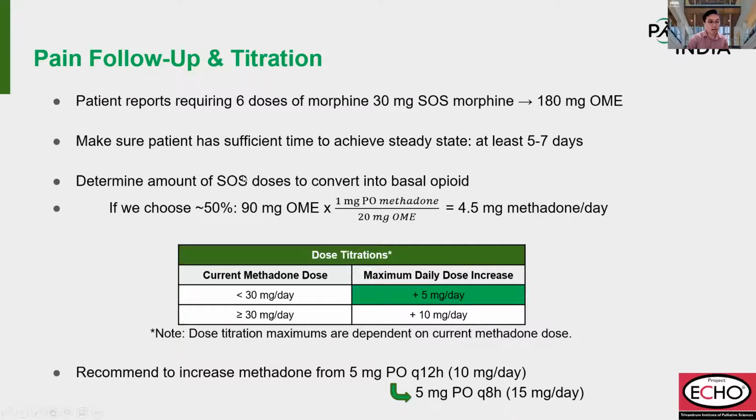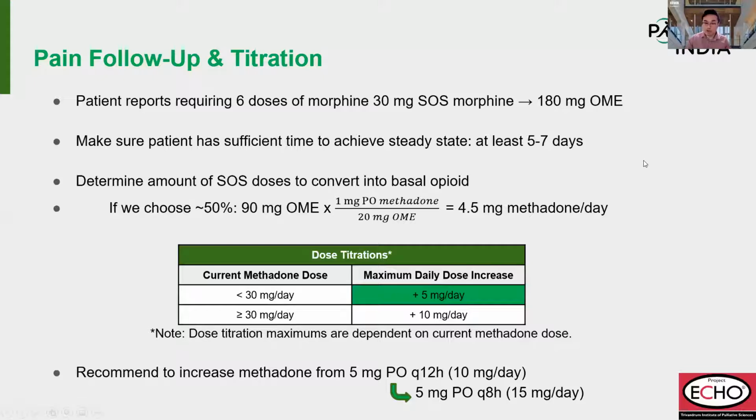So we want to calculate how much SOS dosing are they using, right? So if they use 6 doses of the 30 milligrams morphine IR, then that would be 180 OMEs. We want to make sure when we're doing this evaluation, the patient has waited sufficient time to reach steady state. In this case, the patient was, and this is actual doses that they took. And so in this case, the patient was 57. They have normal liver function. So 5 to 7 days would be sufficient time.